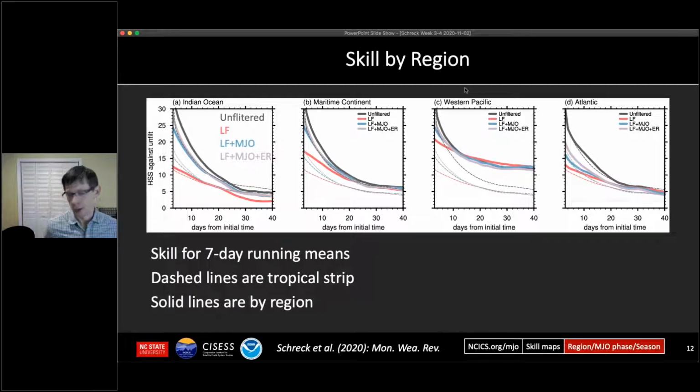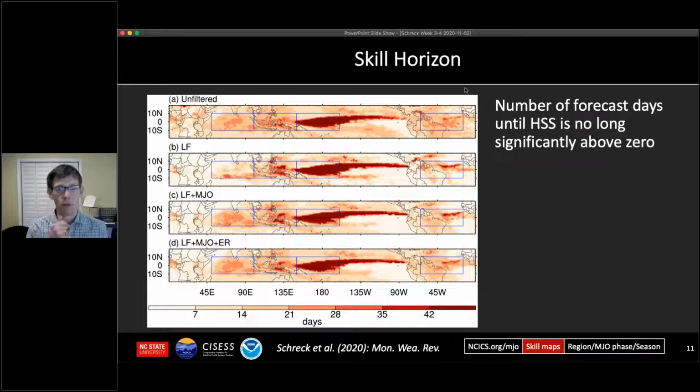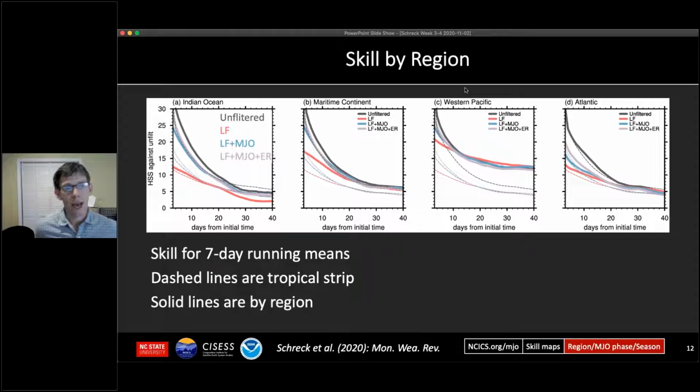Here's yet another way of looking at it. So I've broken this up into 4 main regions, these blue boxes: the Indian Ocean, Maritime Continent, Western Pacific, and the Atlantic. And the dashed lines are averaged over the entire tropical strip. And these are the skill, the high skill scores for each of the different combinations of waves.